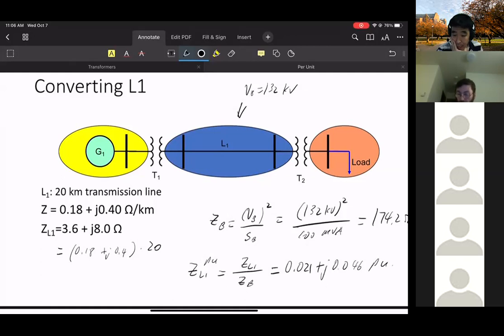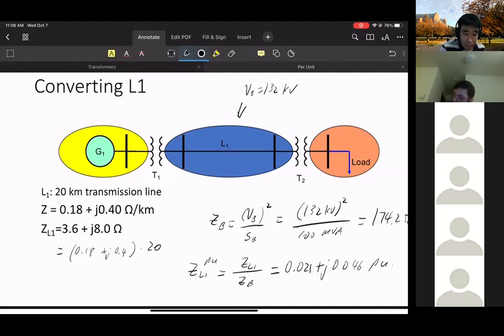And this is again a nice result because if you look at the absolute ohms, 3.6 plus J8, is it small or large? It's a little bit more than 1, but as ohms it is a lot smaller than all the other units we have in the system. So is it small or large? We don't know. But once you convert to a per unit system, it looks fairly small. The impedance on the transmission line is not very large. So again, per unit gives us a good basis for comparing things.